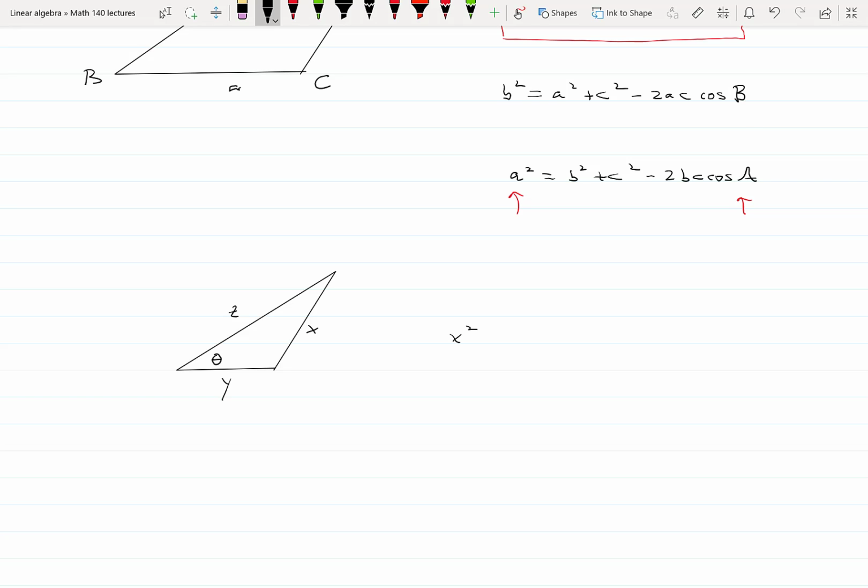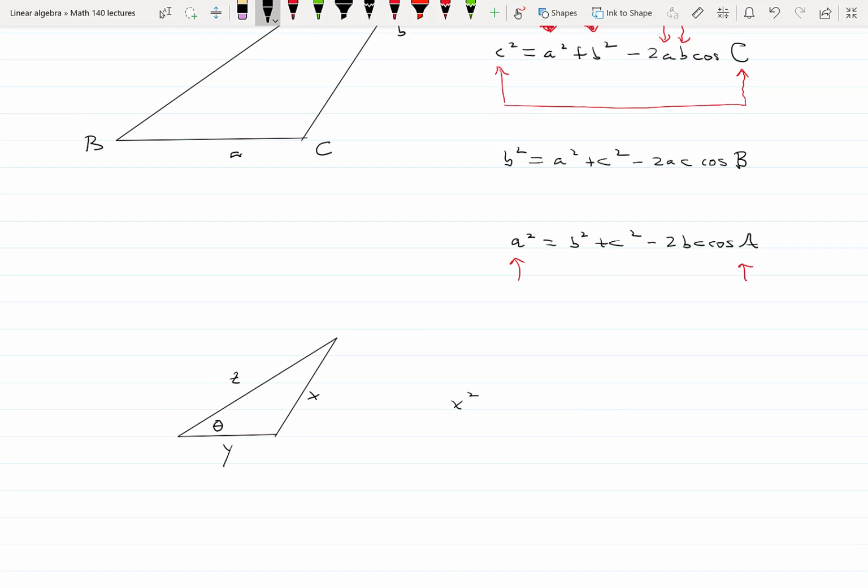Just like before, we started out with a squared and ended with the cosine of the angle opposite a. So we're going to start with x squared and end with the cosine of the angle opposite x. So x squared equals y squared plus z squared. There's no other two variables to add the squares of.